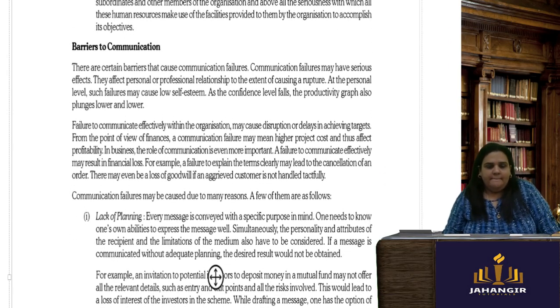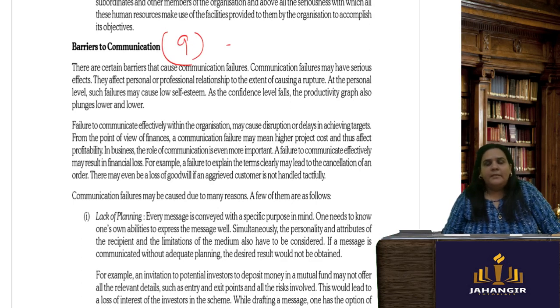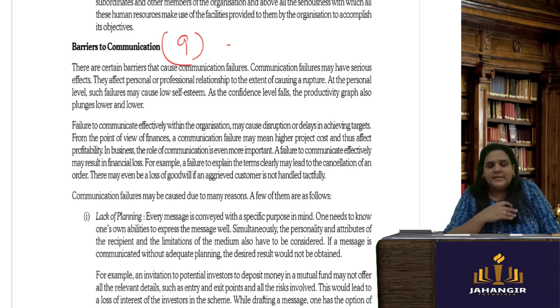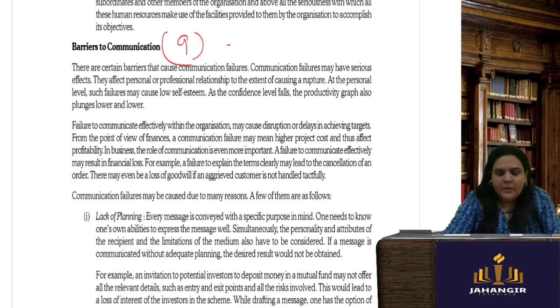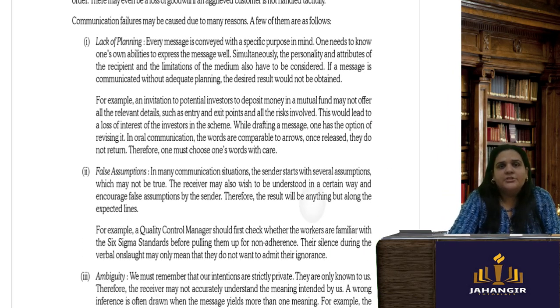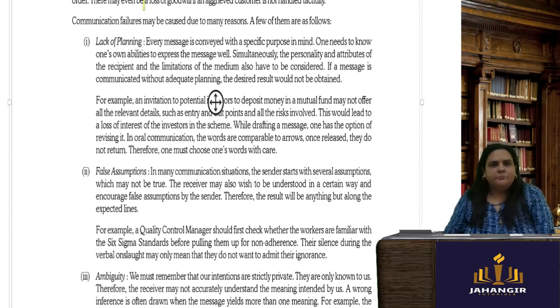Now coming to 9, barriers to communication. There are many barriers, and because of these barriers, the communication process itself fails and it affects the organizational goals. So it is very important for us to first know what these barriers are. Only if we know them will we be able to overcome them, because we will be able to find a solution to overcome that particular communication barrier. There are many reasons due to which communication fails, but some of them are important to note and can be prevented.